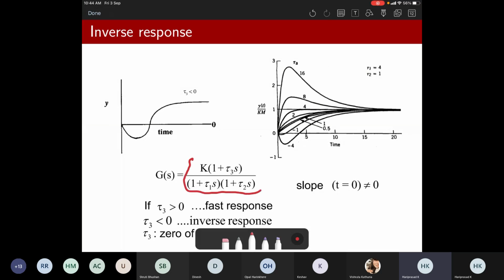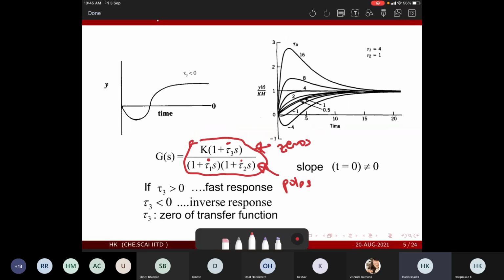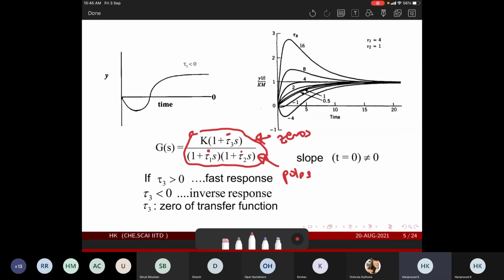Let's look at a transfer function of this particular form. In addition to the denominator roots, you will also see there is a root in the numerator. These are the poles and these are the zeros. You have one zero here and two poles. Let's see what a zero can do. If your transfer function has the form 1 plus tau_3 s, there are two possibilities. Either this tau_3, the coefficient that dictates the zero, is greater than 0 or less than 0. If it is greater than 0, what you would see is that your output would be fast enough.